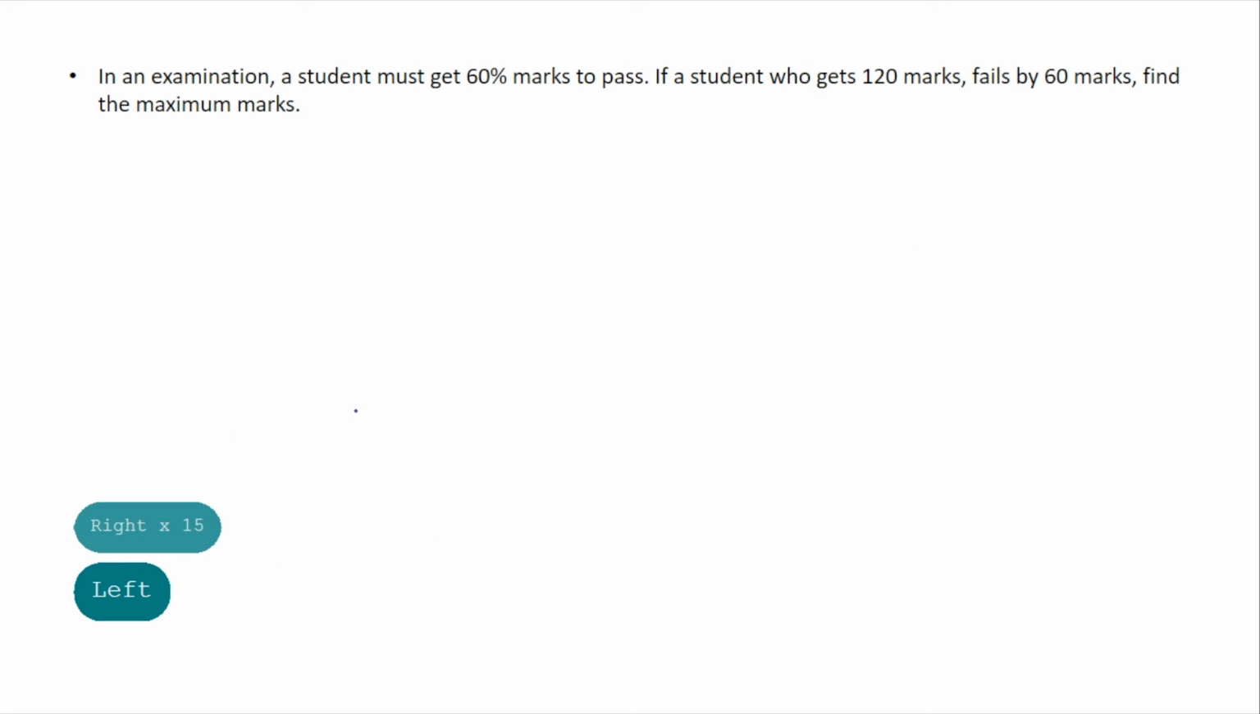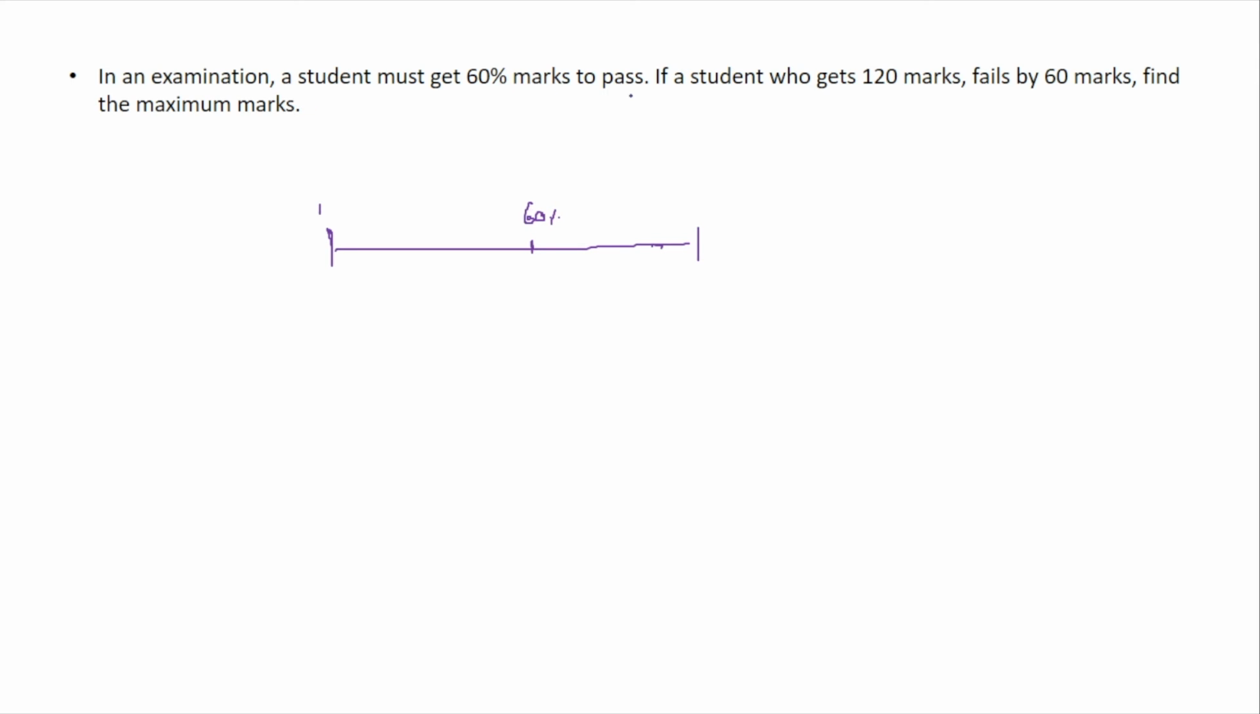So here is a question that in an examination, a student must get 60% marks to pass. A student who gets 120 marks fails by 60 marks. Find the maximum marks. Okay. So in this type of question, you have to make a line generally in order to understand. Okay. And in examination also try to make a line which will make things very simple to understand and to solve. Okay. So if you score 60%, so write down somewhere here 60%, you will pass the exam.